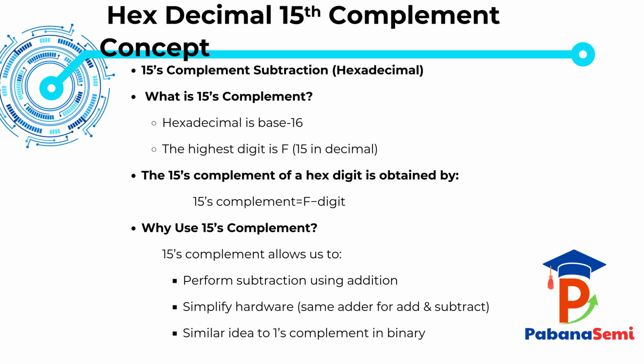So, why do we use 15's complement? The main advantage is that it allows us to perform subtraction using addition. Instead of building separate hardware for subtraction, we can use the same adder circuit for both addition and subtraction. This greatly simplifies hardware design and improves efficiency. Conceptually, 15's complement in hexadecimal plays the same role that 1's complement plays in binary arithmetic. So, remember? 15's complement converts subtraction into addition, making hexadecimal arithmetic simpler and more hardware-friendly.